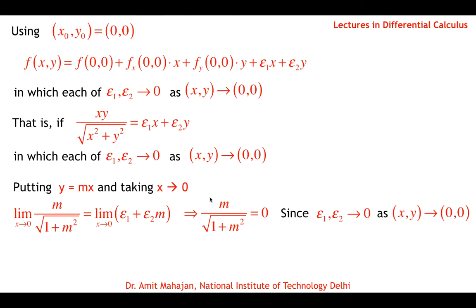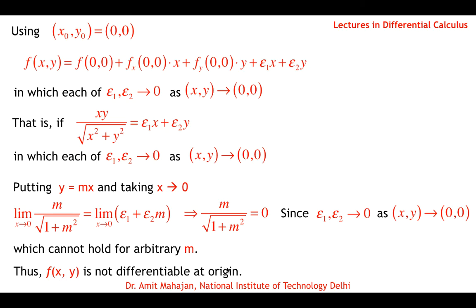Now this does not hold for arbitrary m. This only holds for m equal to 0, and for m equal to 1, m equal to 2 and so on, this equality does not hold. So this result does not hold for arbitrary values of m. So there are paths for which this does not hold. That means the function values on the surface cannot be approximated by the values on the plane. So we say that the function is not differentiable at the origin.